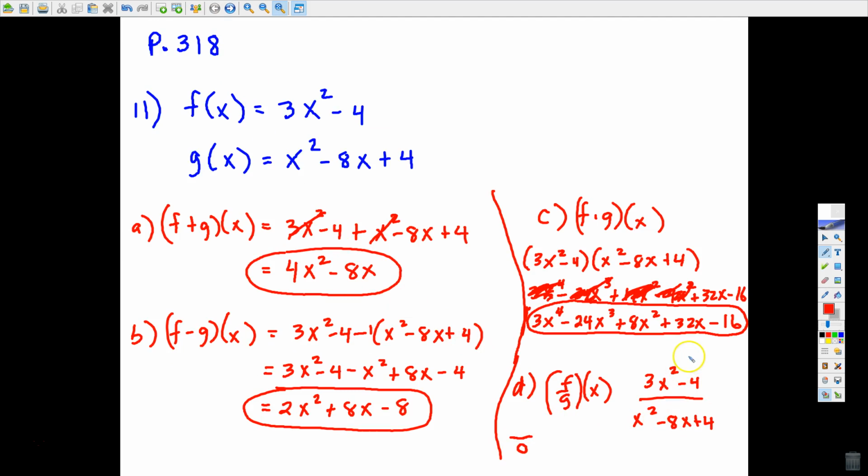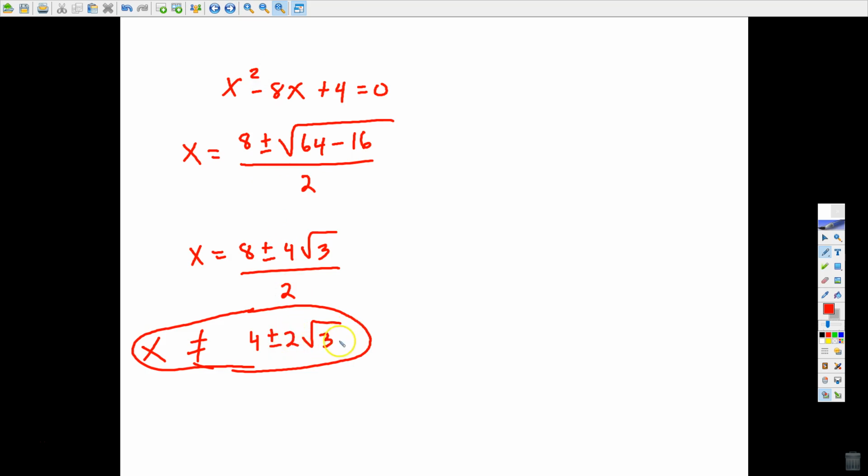So it's just really a two-part answer. Here's the answer to the division, and then this would be the domain restriction.